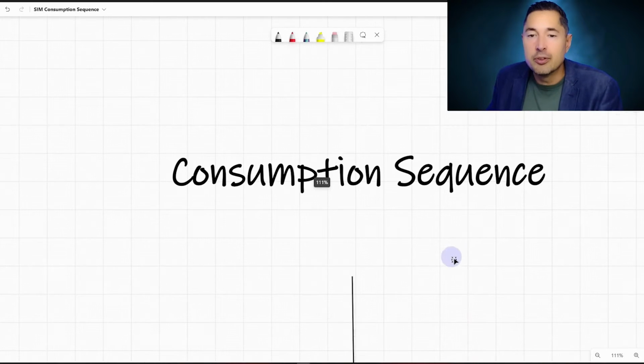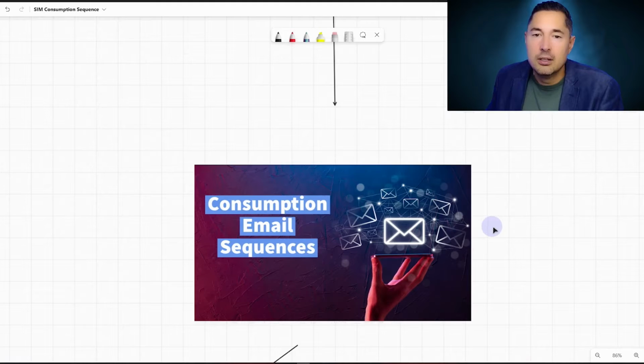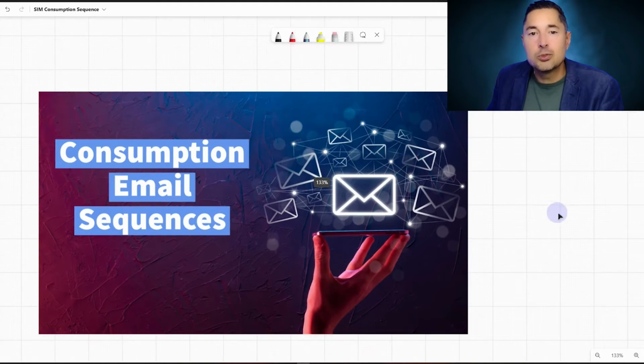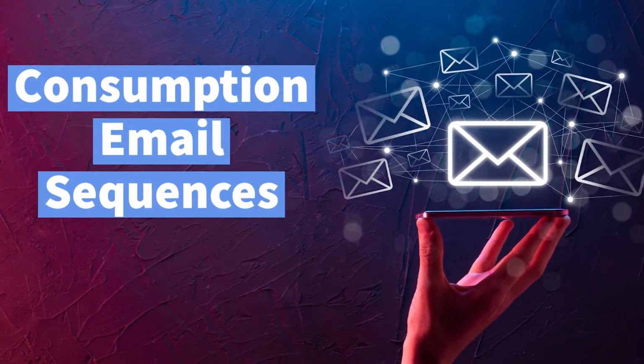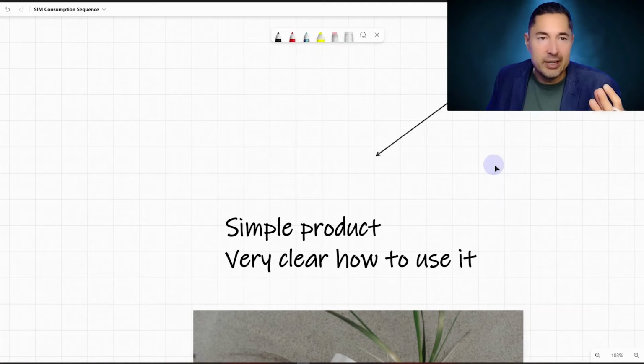A consumption sequence. A better name for this actually is a consumption email sequence, because that's what it is. It's a specific email sequence that is designed to get people to consume, not just to purchase, but to consume your product or service. So let me explain with an example.